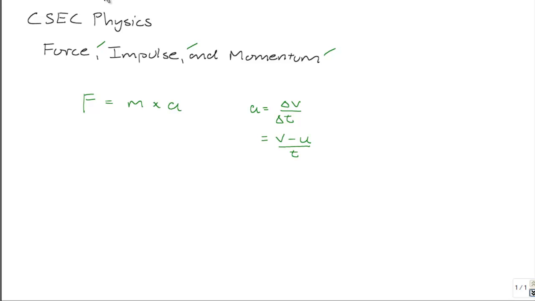Alright? So just keep these in mind, or write them down on the corner of your paper so that you can follow along with the mathematics of this reasoning. So a is equal to (v minus u) over t. Let's substitute that into Newton's second law. So we get F is equal to m times (v minus u) over t.